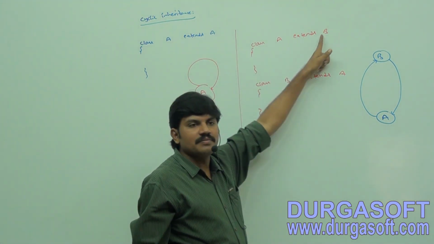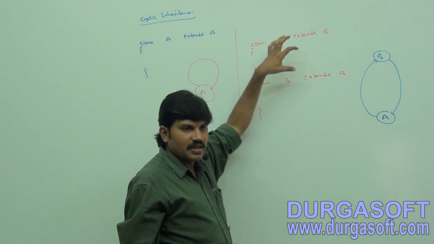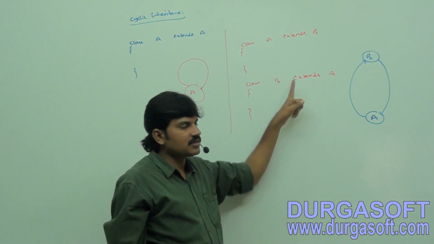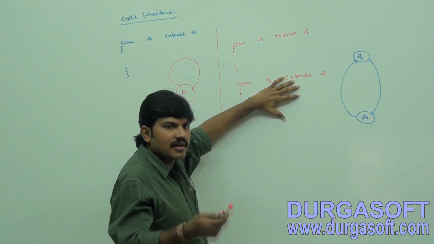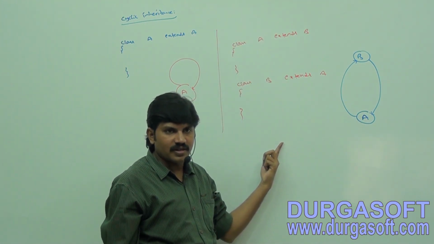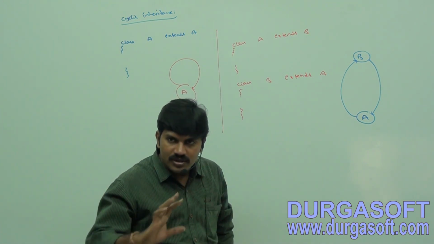Class A extends B means the B class methods are by default available to the A class. If I take class B extends A, then the A class methods are required for the B class. If this is the requirement, we can already meet it through this class. Then what is the need of this one? That's why cyclic inheritance is not allowed in Java.